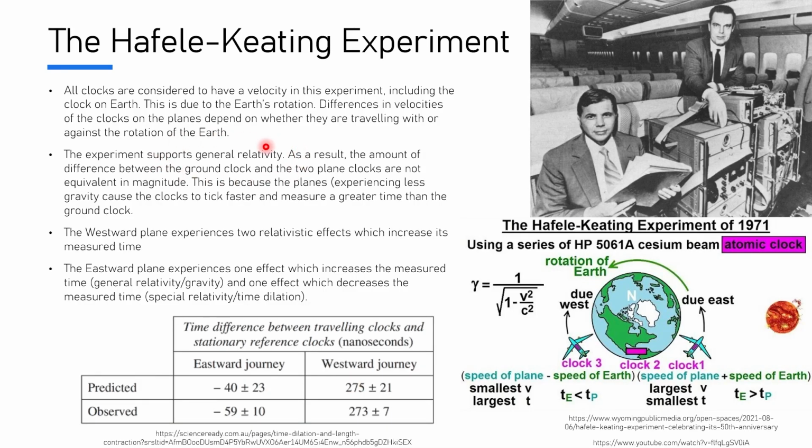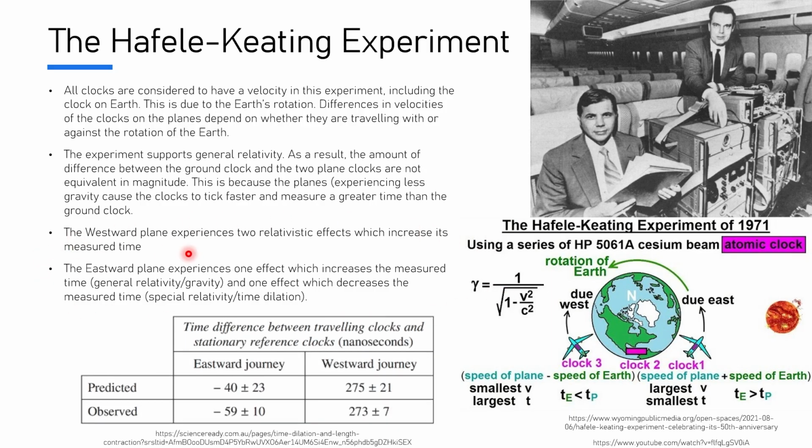In the theory of general relativity, gravity also has an impact on time experienced within a frame of reference. What this predicts is that objects experiencing less gravity, like the planes which were at a higher altitude than the ground clocks, would tick faster than the ground clocks and therefore measure an inflated time compared to the ground clock. As a consequence, the westward plane experienced 2 relativistic effects. The special relativity effect increased the perceived time and dilated the time, as well as the general relativistic effect of gravity. Therefore, we got a big difference between the westward clock and the reference clock.